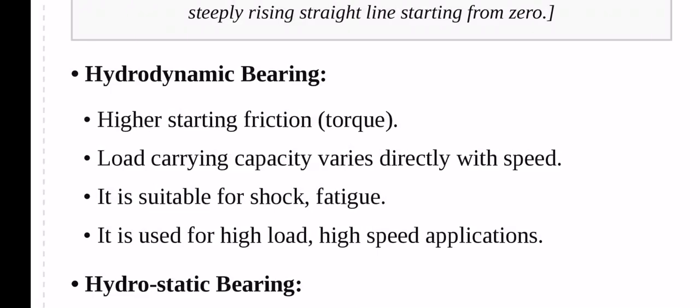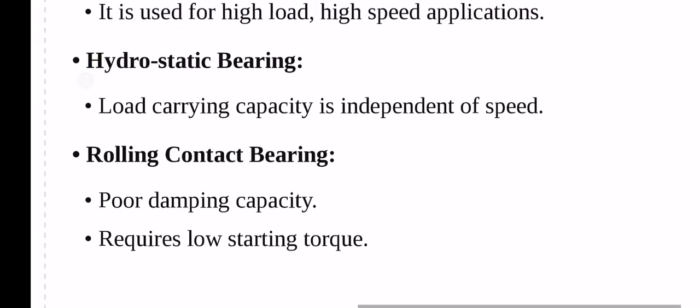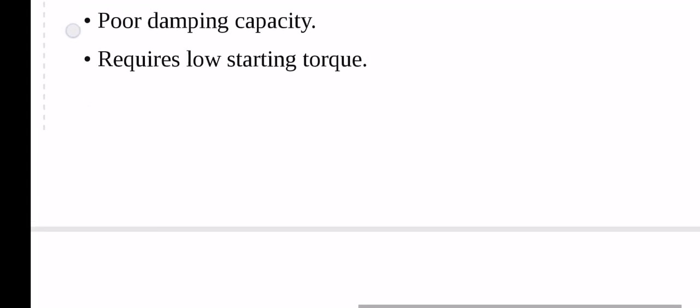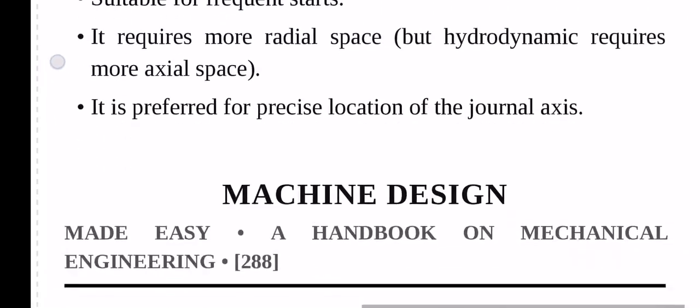Hydrodynamic bearing: high starting friction torque. Load carrying capacity varies directly with speed. It is suitable for shock fatigue. It is used for high load, high speed applications. Hydrostatic bearing: load carrying capacity is independent of speed. Rolling contact bearing: poor damping capacity, requires low starting torque. Under full running conditions, friction loss is more compared to hydrodynamic bearing. Suitable for frequent starts. It requires more radial space, but hydrodynamic requires more axial space. It is preferred for precise location of the journal axis.